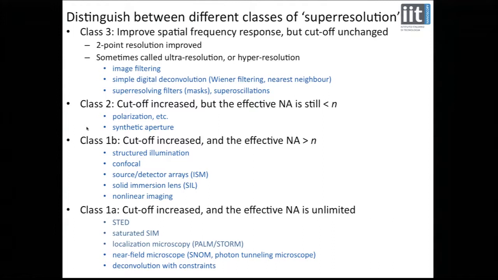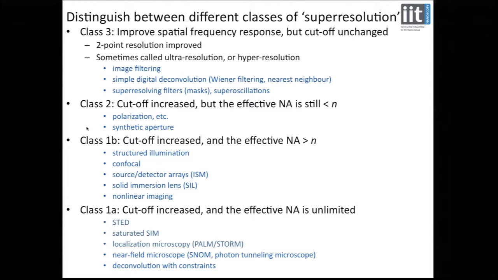As a result of that, this led me to come up with this classification of different super resolution schemes into different degrees of super resolution. I've labeled them here as you see: class 1A is the top one, and class 3 is the lowest one. Class 3, I wouldn't really call super resolution. This includes things like super resolving filters, what are now often called super oscillations. These are methods where you improve the two-point response, but you don't improve the bandwidth of the system.